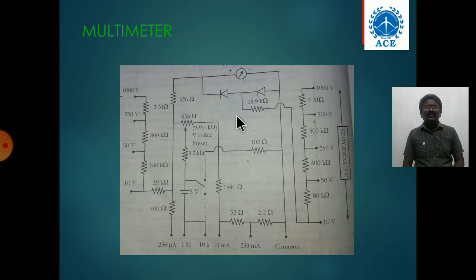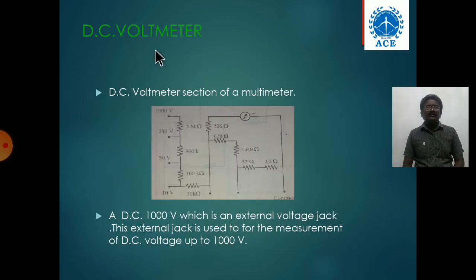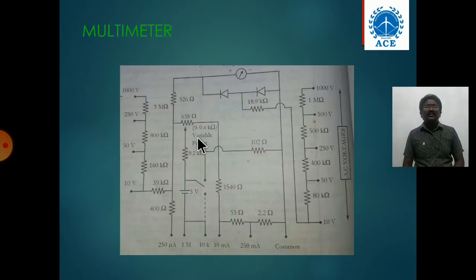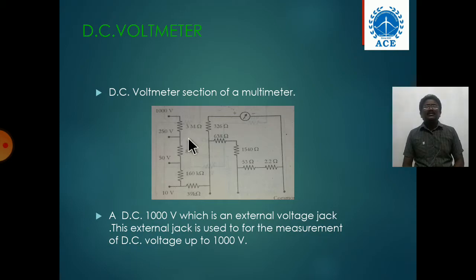In this circuit diagram, now you have to separate the DC voltmeter. So the DC voltmeter you can observe like this. This is the DC voltage section. Now you have to consider from here to the meter, so join like this. So you can observe some part of the DC voltages and some part of the main circuit diagram.